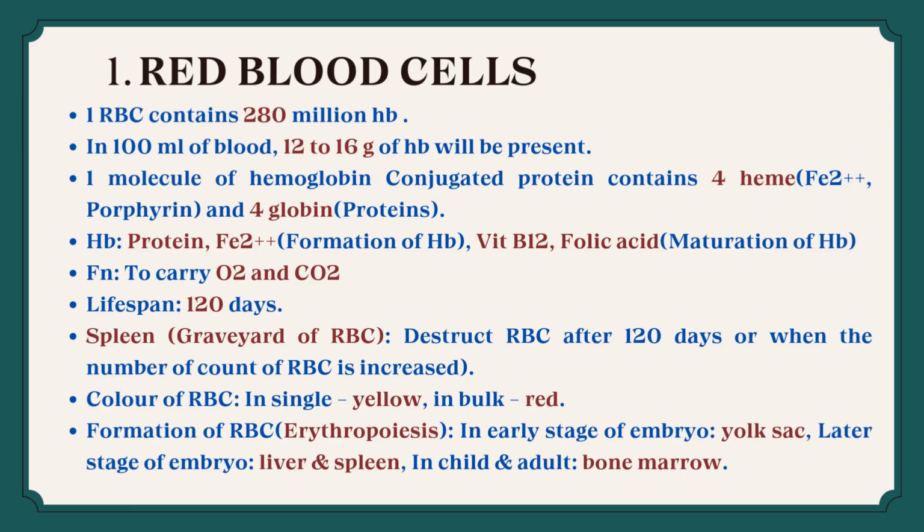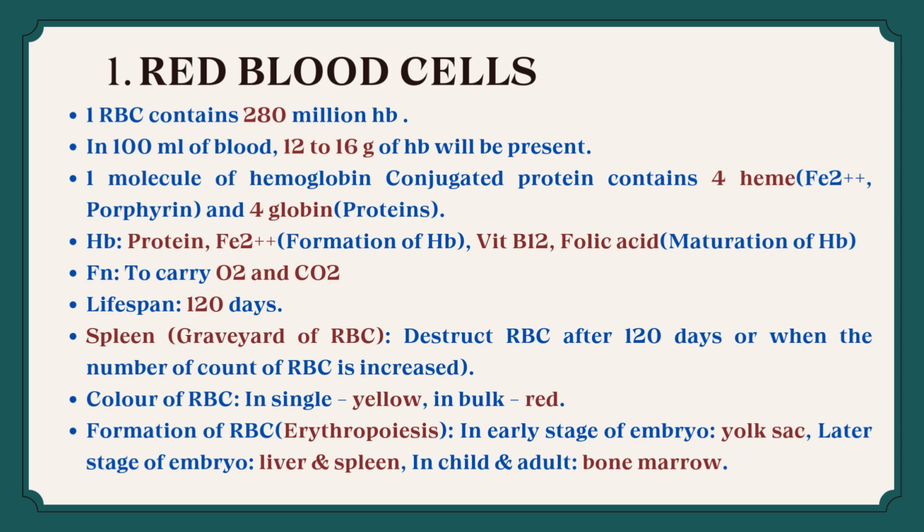In 100 milliliters of blood, 12 to 16 grams of hemoglobin will be present. One molecule of hemoglobin, a conjugated protein, contains 4 heme and 4 globins. Hemes are made of ferrous iron and porphyrin. Hemoglobin is made up of protein, ferrous iron, vitamin B12, and folic acid. Protein and ferrous iron are helpful in the formation of hemoglobin, and vitamin B12 and folic acid are used in the maturation. The main function of the red blood cells is to carry oxygen and carbon dioxide.